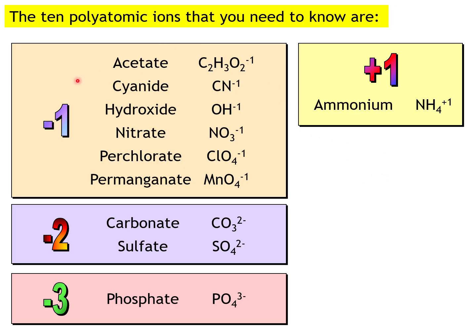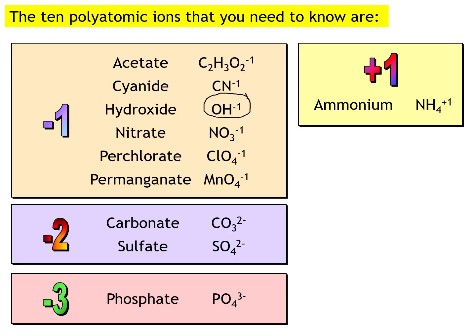So we have a bunch that have a -1 charge overall, which is how this thing's grouped together. So we have acetate and cyanide. Hydroxide is a really important one. It gets used a lot, and for some reason it gives people a lot of trouble, so I'm going to put a circle around it.